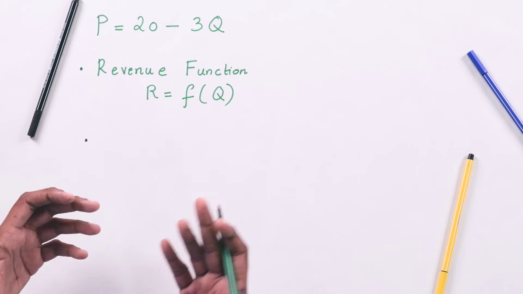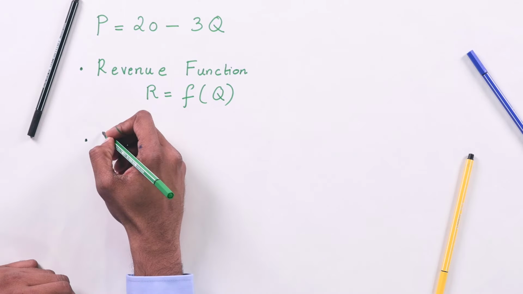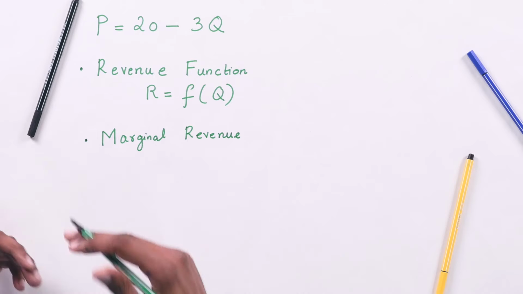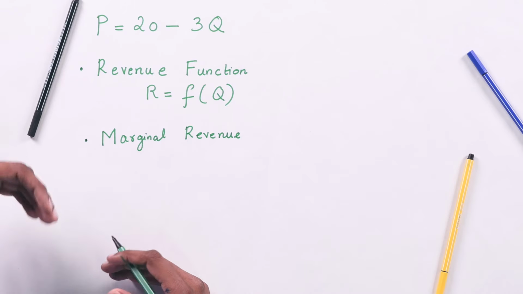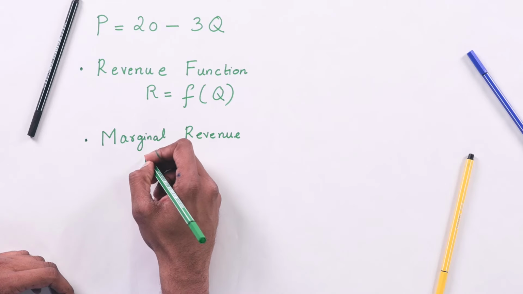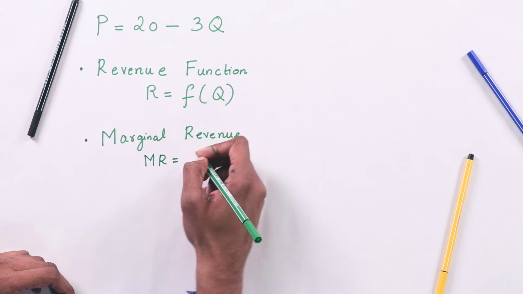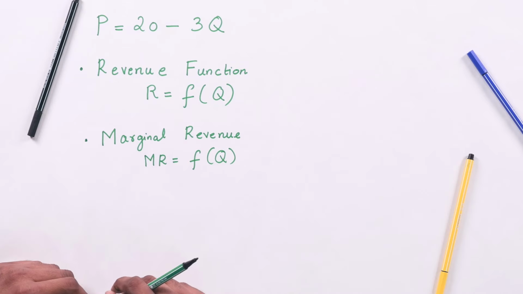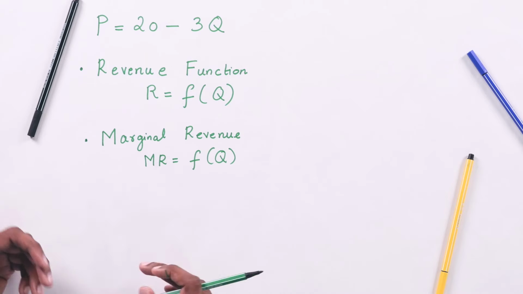The second thing that we are asked to calculate is the marginal revenue. The marginal revenue is just the additional revenue that you would gain by selling an additional unit of quantity. So, the marginal revenue is just a function of the quantity sold. Now, let us see how one might compute these two quantities.